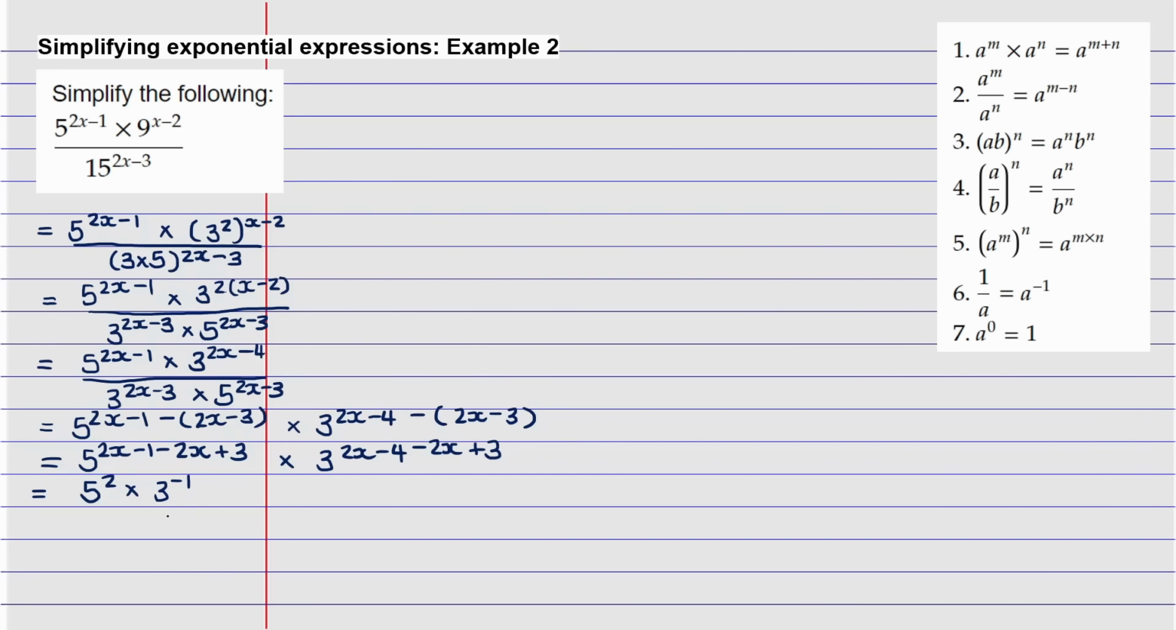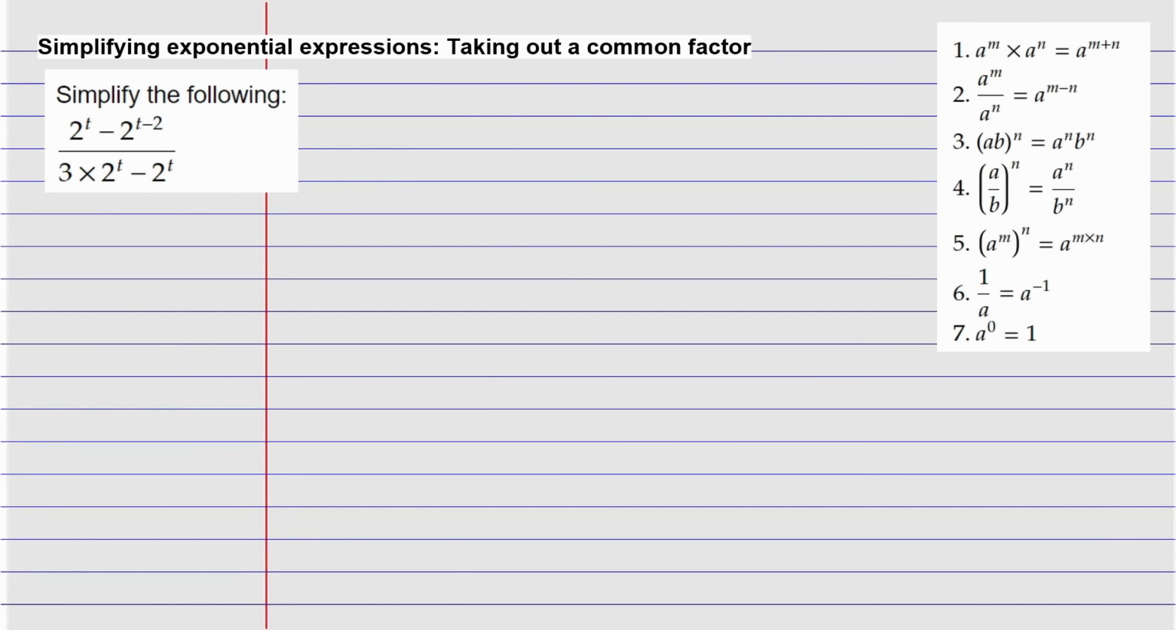negative 1. Remember that we do not like negative exponents. So this is going to be the same as 5 squared divided by 3 to the power positive 1. Since it's positive 1, I'm not going to write it. So further down, simplify this. This is the same as 25 divided by 3, and this will be your final answer for this question.